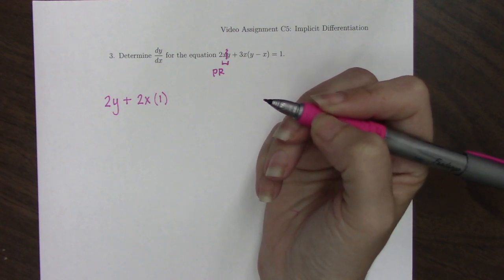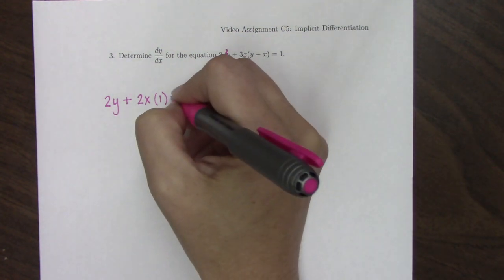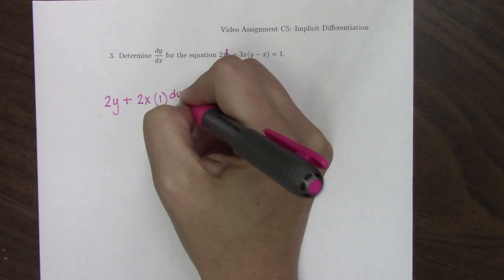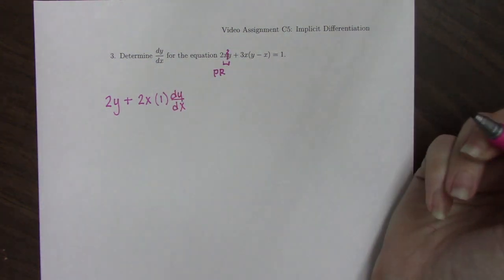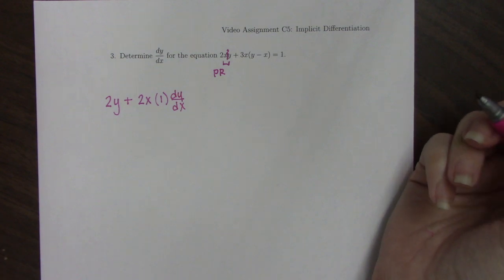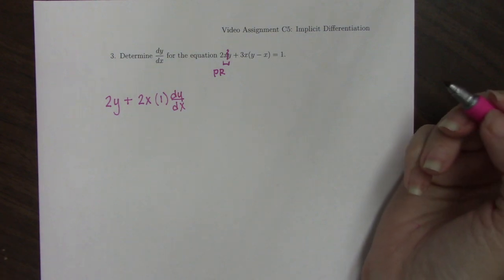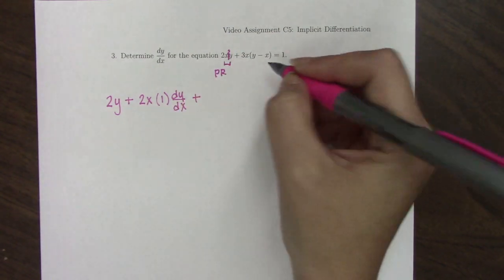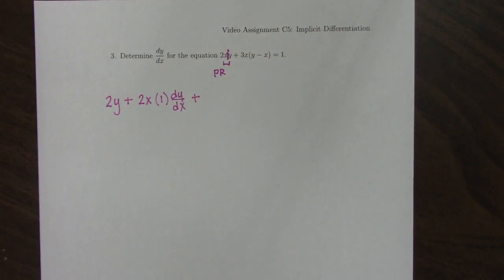Because you get 1 times y to the 0, right? Then the derivative of the inside function y, right, is dy dx. So the derivative of the inside function in these cases is almost always going to be dy dx. Then we have a second term.